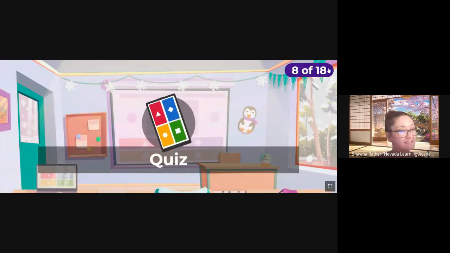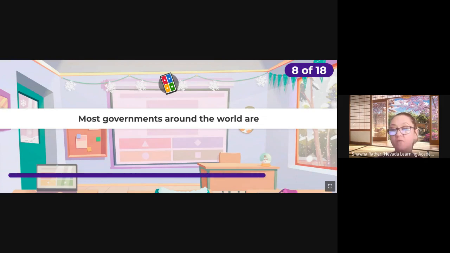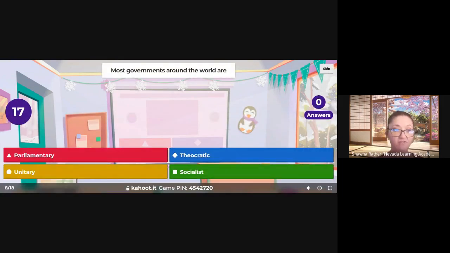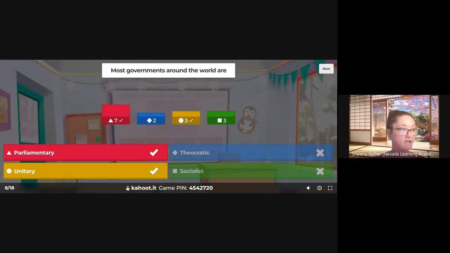Okay, Maggie's still in the lead. Most governments around the world are. There's actually 2 correct answers. Parliamentary and unitary. Okay. I know it's a hard one to think of, but they're either one or the other, guys.